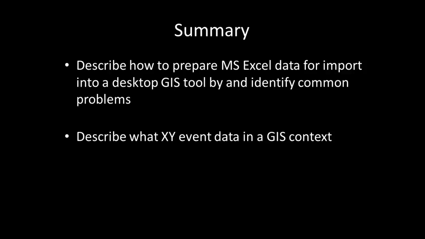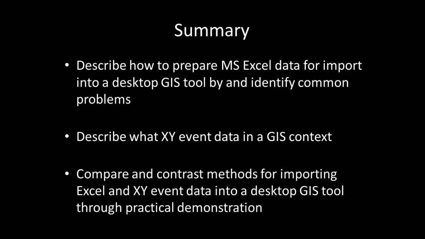Finally, you learned how to compare and contrast methods for importing Excel and XY event data into a GIS desktop tool through practical demonstration. Specifically, I showed you how to download and import data from the American Fact Finder service and how to download XY data from the GeoName service. I hope these examples would give you some confidence in working with your own Excel and/or XY data in GIS.